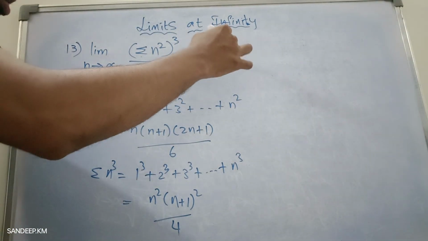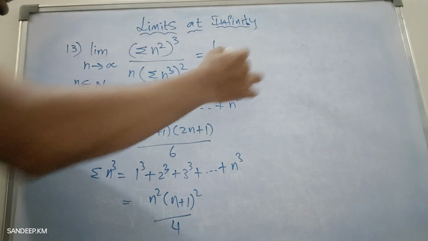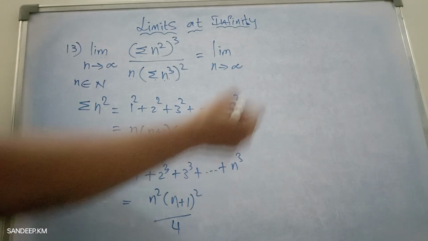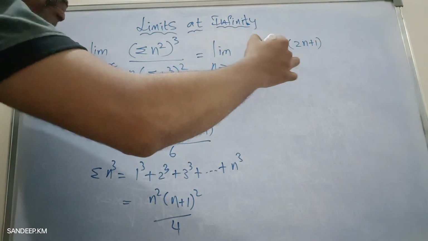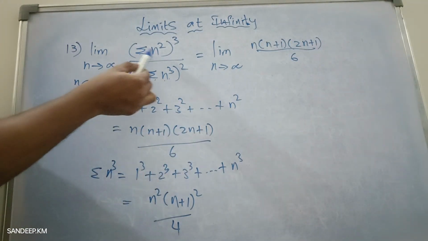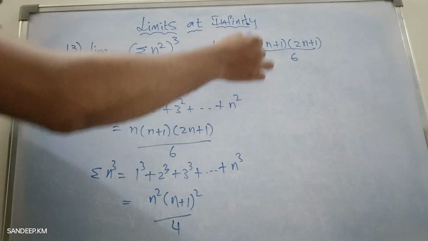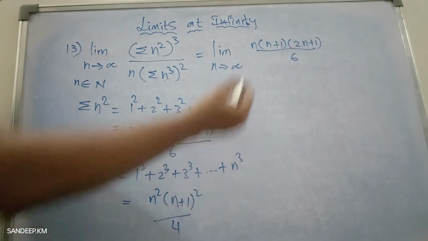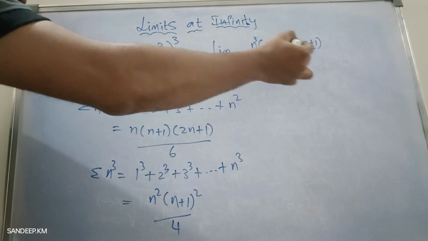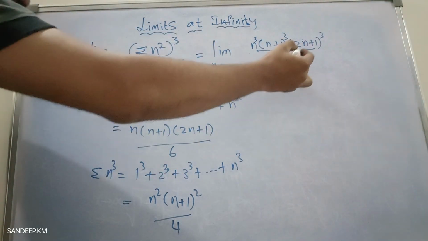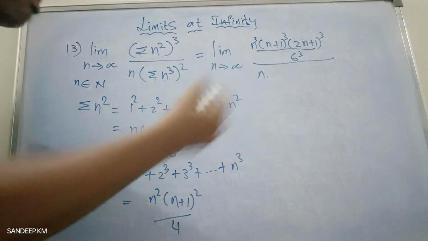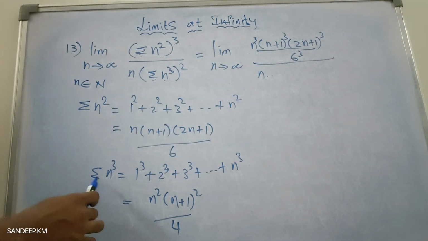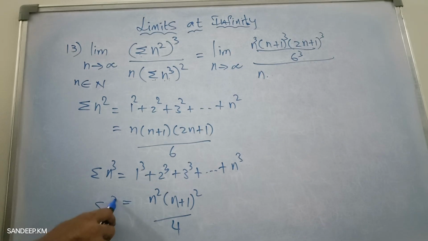Fine. So limit n approaches infinity. Sigma n square means obviously n into n plus 1 into 2n plus 1 by 6. But we have sigma n square whole cube, so this entire term will get whole cube. So this becomes n cube, n plus 1 whole cube, 2n plus 1 whole cube, 6 cube, divided by n into sigma n cube. Sigma n cube is n square into n plus 1 whole square by 4.